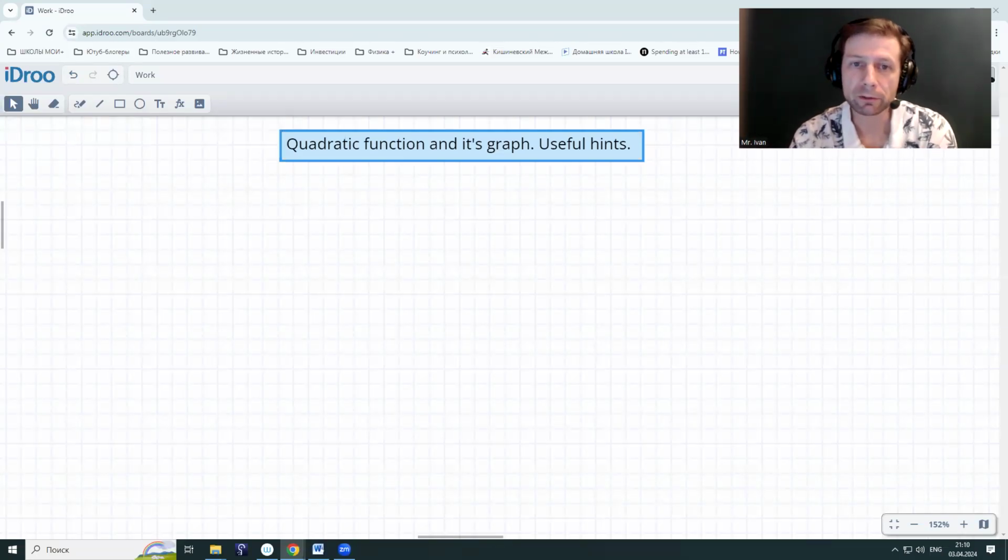Let's talk today about quadratic functions and the graph of quadratic functions, okay? I'll give you some useful hints which you may use during your studies, and it really makes the whole process of solving problems easier.